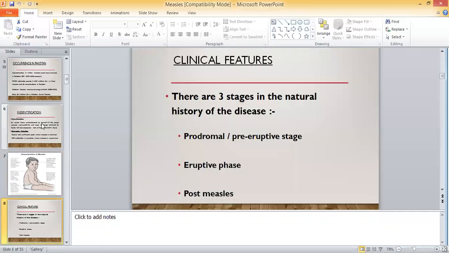There are three stages in the natural history of the disease. First is the prodromal or pre-eruptive stage with minor signs and symptoms. Second is the eruptive stage. Third is the post-measles stage, mostly with complications and the recovery phase. If complications increase, then a child can go into a serious condition or even death.